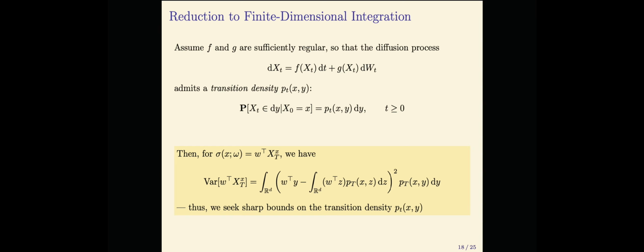So for example, if f is 0, right, there's no drift, and g is, let's say, 1, then this is just a Brownian motion, and these densities are Gaussian. In which case, like I said, all you're really doing is sampling from a multivariate Gaussian. But if f is nonlinear, and g may have some structure, then this density is going to exist, but it's going to depend in a nonlinear way on x. And this is what we're hoping to characterize. So what we really need is bounds on this transition density.